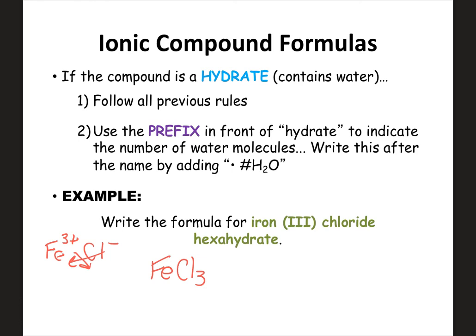So we have symbols, charges, we crisscrossed. You can't simplify. So don't forget the last part. Some people get so excited that they wrote it correctly, they forget the hexahydrate part here. So this would be times, and if it's hexahydrate, hex is 6, and then the H2O. So FeCl3 times 6H2O would be the correct formula for iron 3 chloride hexahydrate.